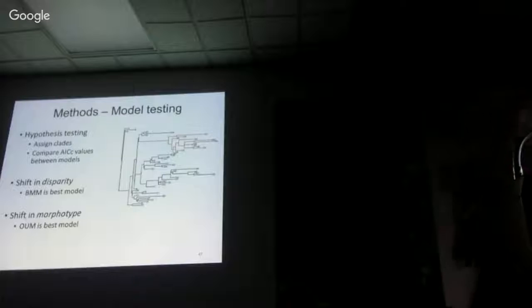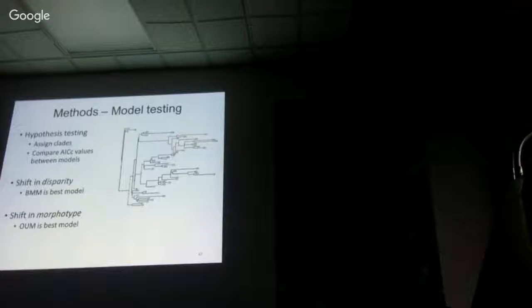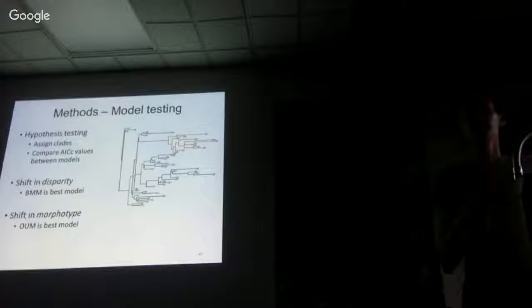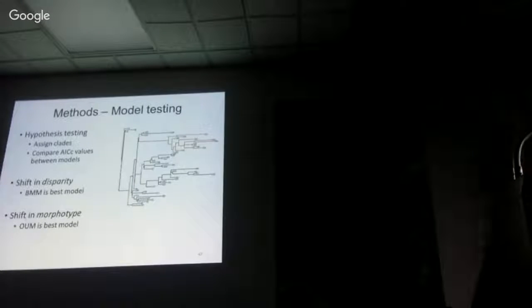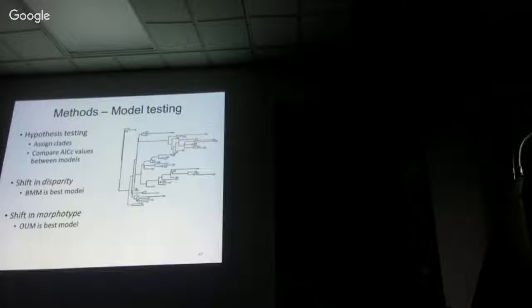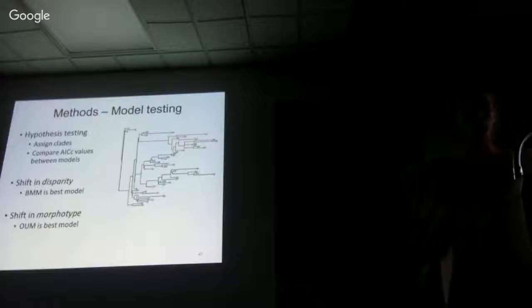So just to recap, if a shift in disparity occurs, the BMM, the multi-rate Brownian motion model, is the best fit model. If a shift in morphotype occurred, the OUM, or the single rate multi-peak model, is the best model. So the advantage of these methods is that it allows me to test a priori defined hypotheses. It does not, however, show me exactly where in the evolutionary history a shift in disparity occurred. It will just take that whole clade that I choose and look at it as a whole.